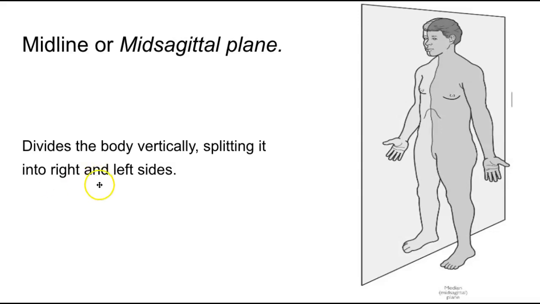So the midline or the mid-sagittal plane divides the body vertically, splitting it into right and left sides, as you can see in the picture here. The middle line right down the middle, and then you have one side and another side.